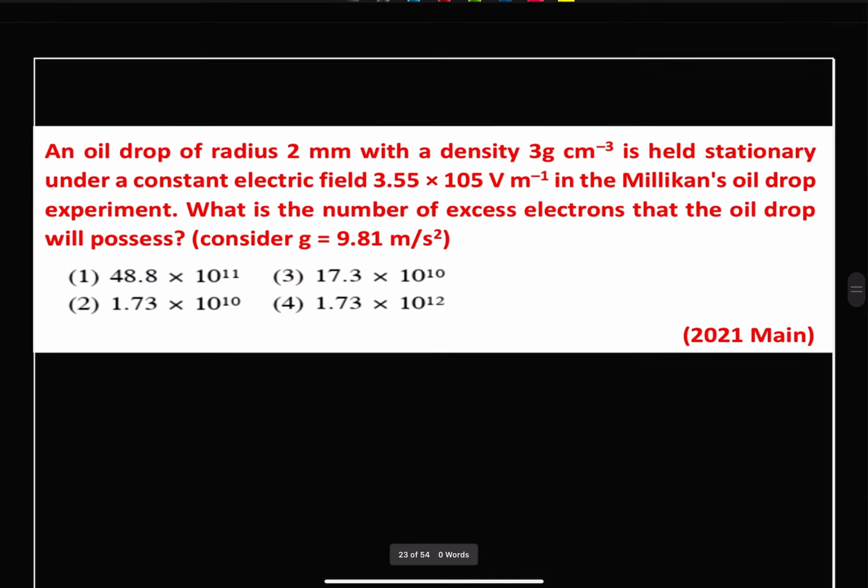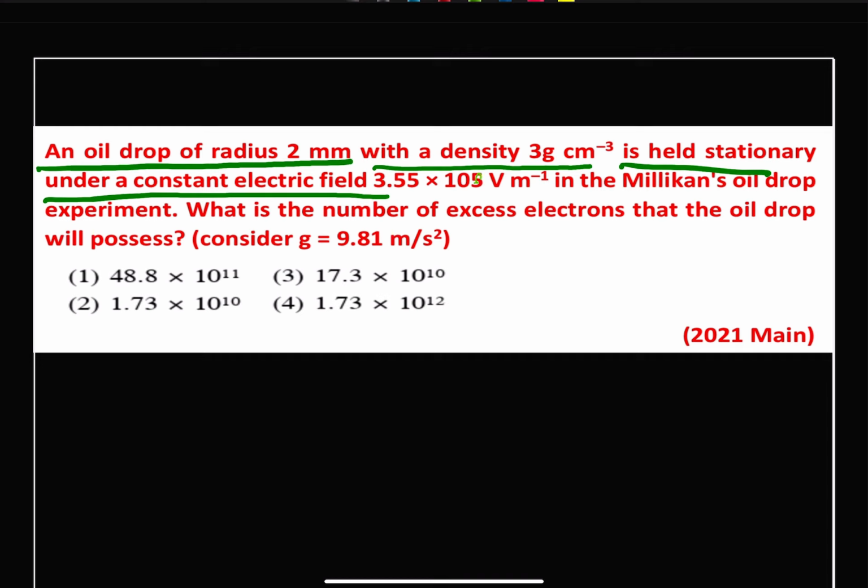It states that an oil drop of radius 2 mm with a density of 3 gram per centimeter cube is held stationary under a constant electric field 3.55 into 10 raised to the power 5 volt per meter in Millikan's oil drop experiment. What is the number of excess electrons that the oil drop will possess? Consider g as 9.8. So here there will be two forces. One will be because of the electric field, and the other force will be because of mg, that is weight, and it is stationary. So we can say electric force is equal to mg, which is basically the gravitational force.